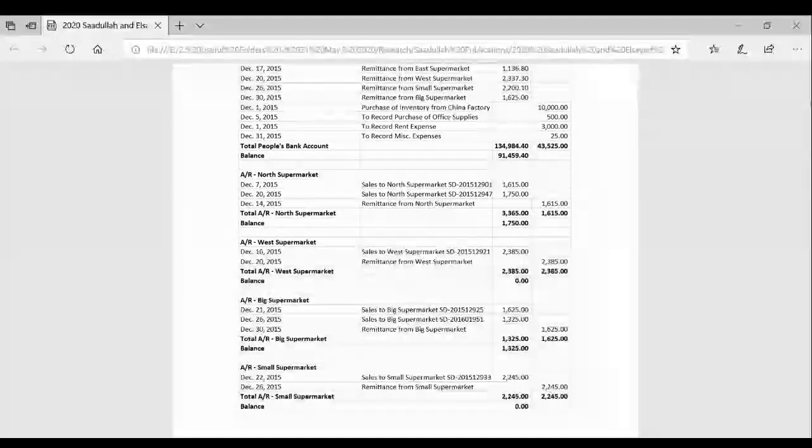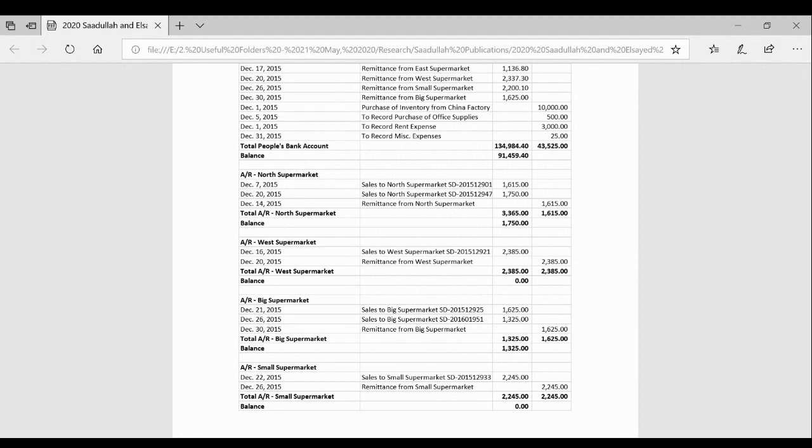So if you look at this general ledger, you have accounts receivable of different customers of the company that you're auditing. Accounts receivable North Supermarket, accounts receivable West Supermarket, accounts receivable Big Supermarket, accounts receivable Small Supermarket. All of these balances are included in the population. So when you're going to take a sample of any of these amounts, you see these amounts posted there, different amounts.